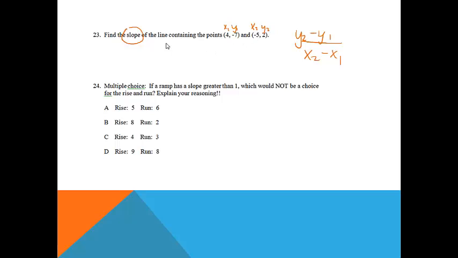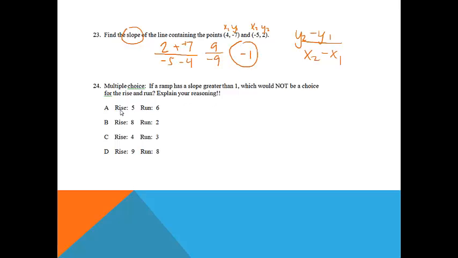So now when I do y2 minus y1, I'll get 2 minus -7, and then x2 minus x1 will be -5 minus 4. Okay, up top, I'll end up actually getting 2 plus 7, which is 9. -5 minus 4 is -9, and I am going to go ahead and reduce it. 9 divided by -9 is -1.